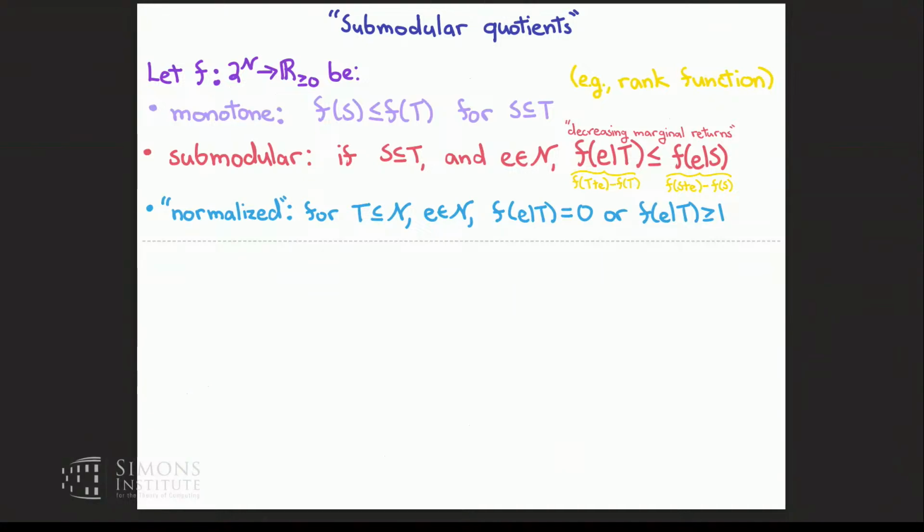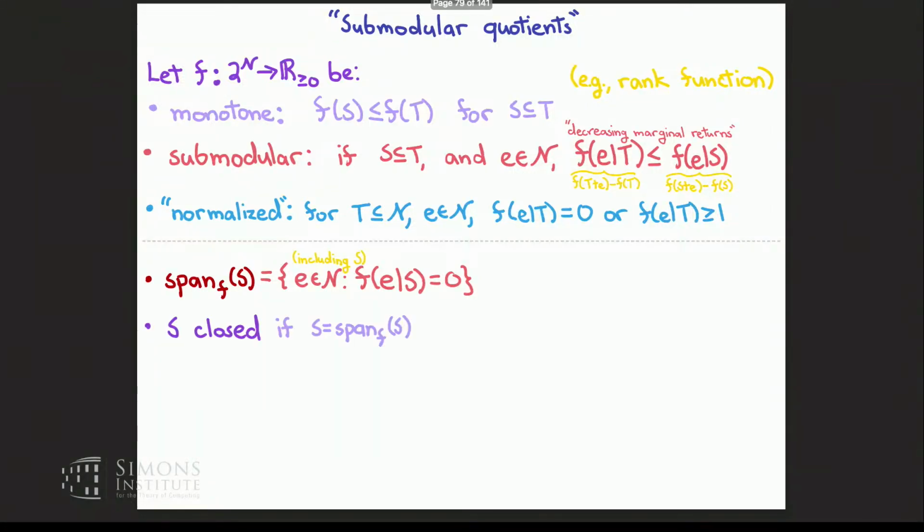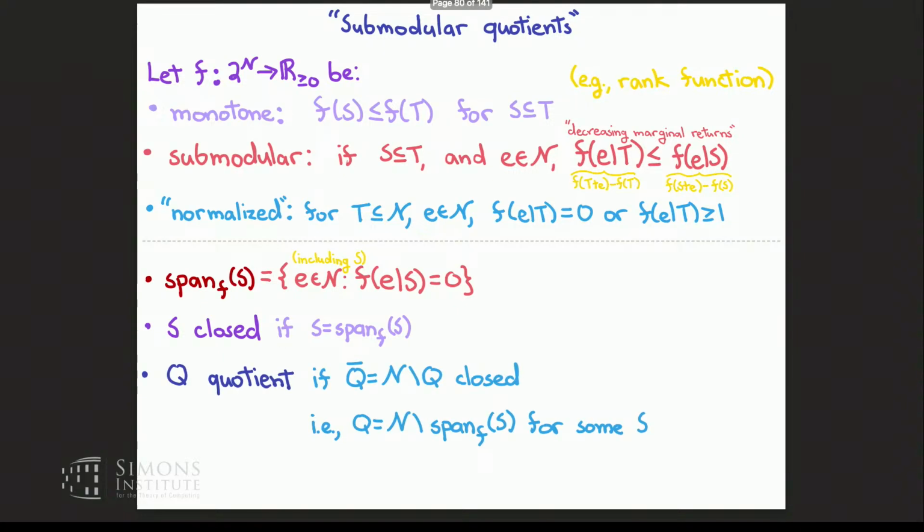Okay, so I want to try to generalize this a little bit more. And I'll give an example as well. So we talked about the rank function, which had these three properties before. It was monotone, submodular, and normalized. And for general f, not just rank functions, we can have the same notions as before. I can define the span of a set as the elements that don't increase the value. I can have closed sets if it's equal to its own span. And a quotient is the complement of a closed set. So we just take rank, we plug in f, same definitions.